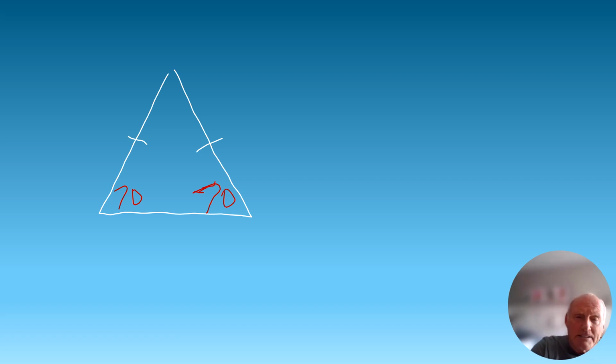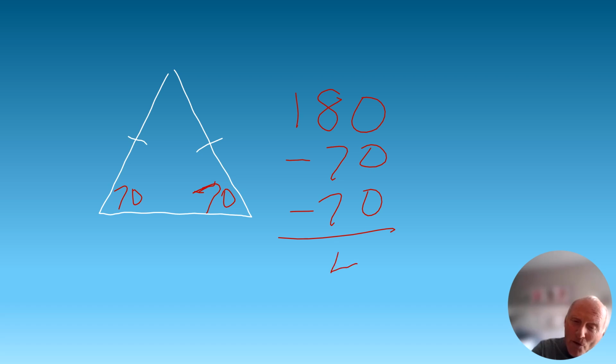And now Jack gets out his calculator and he says 180 minus a 70 and a 70. That is 40 left for this top angle. They give you one angle, you can figure out the two without any trouble at all.